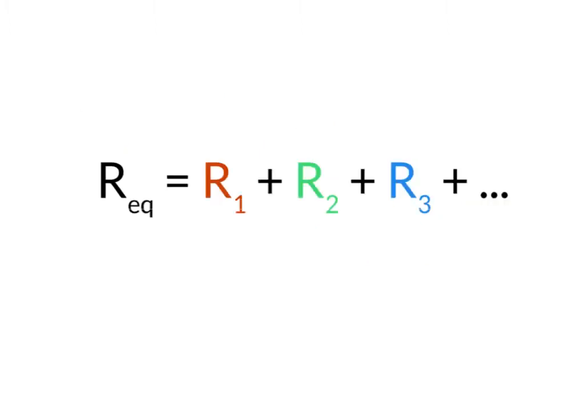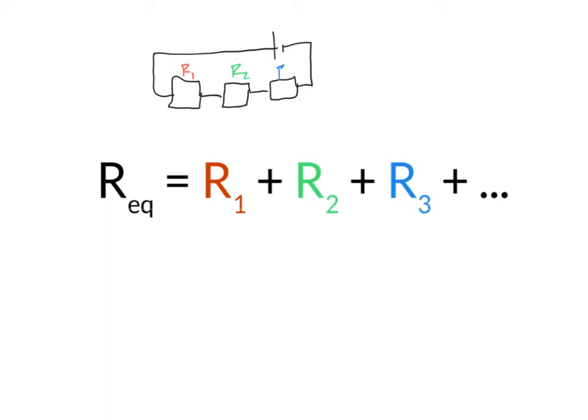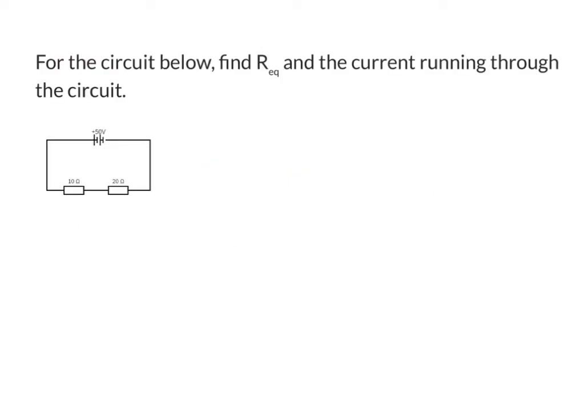Now, for a series circuit, finding equivalent resistance is very, very easy because all you have to do is add up the resistance of each separate resistor in your circuit. So if we have a circuit that looks like this, with our three resistors, R1, R2, and R3, the resistance that we're going to be using when we solve for Ohm's law with this circuit is REQ, which is going to be the sum of the three separate resistances. Let me show you how with an example problem.